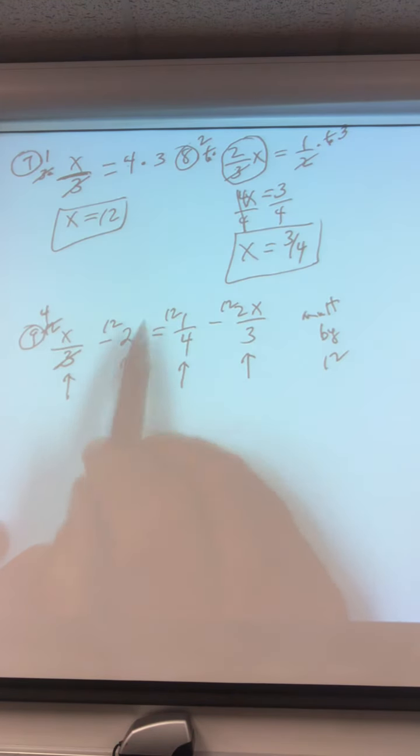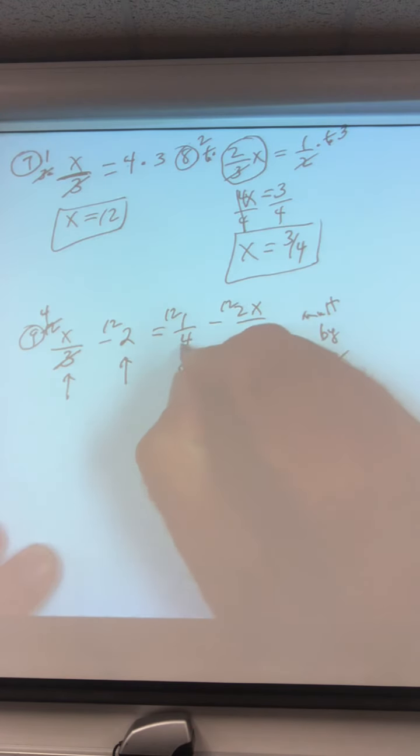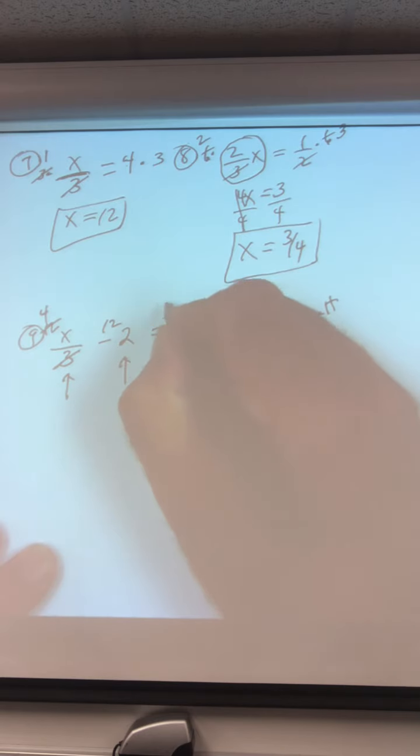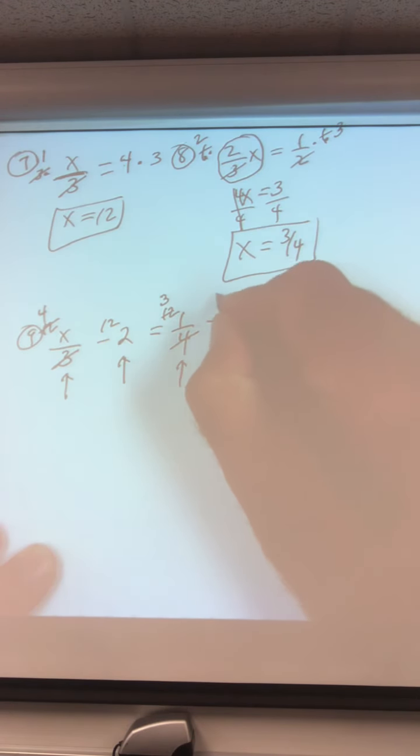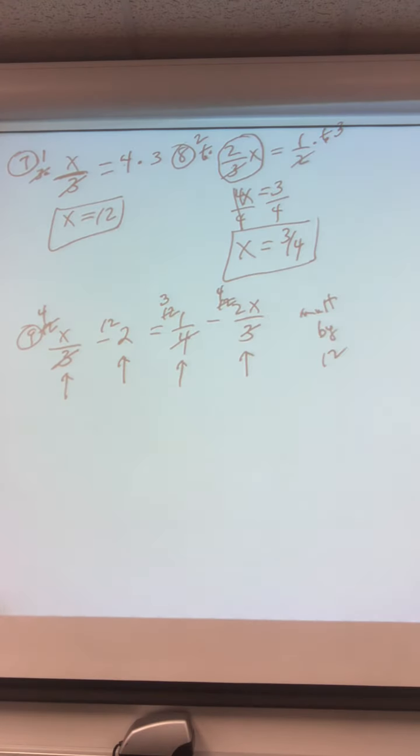Be careful right here. Don't say 2 into 12 is 6. That 12 and 2 are both in the top, so there's no canceling there. Here is canceling, because this is in the bottom. 4 into 12 leaves 3, and then 3 into 12 leaves 4.